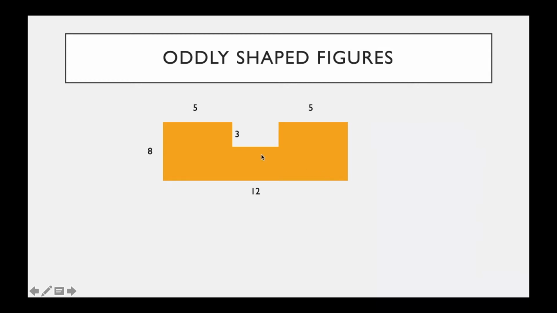Since the bottom is 12, and we're taking out 5 and 5, that means this part here that is parallel to the base is going to be 2, because we're doing 12 minus 5, which leaves behind 2, and this other one here would be 3.